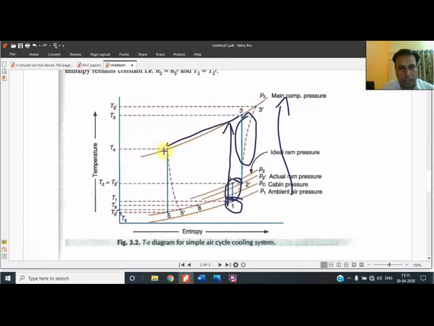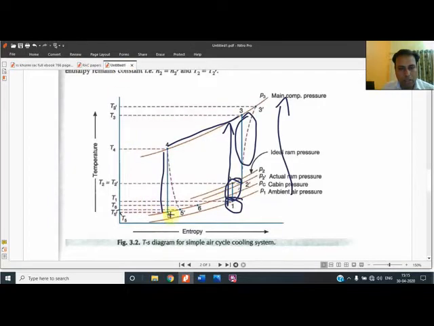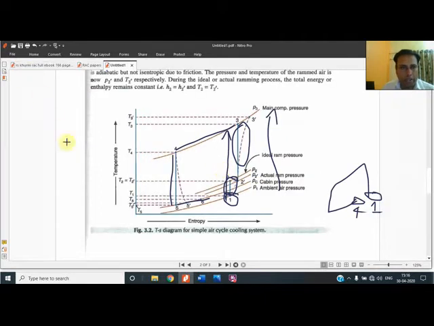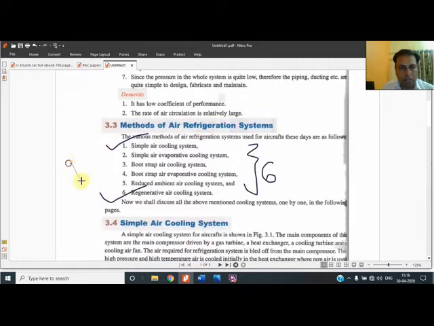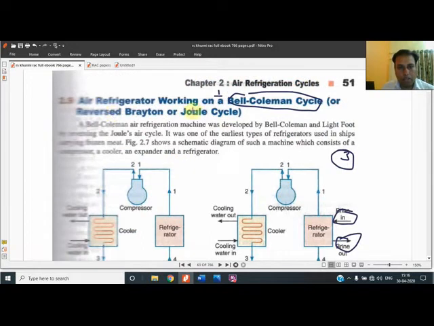Then we have to expand it so that the passenger can get this air. The same expansion is also done, and the air is then sent to the cabin for extracting heat, because it is cool air. The cycle is just like this. Although it is open, the fourth and first points are not connected. But all air refrigeration systems are based on one and only one cycle, called the Bell-Coleman cycle or Reverse-Brayton or Joule cycle.